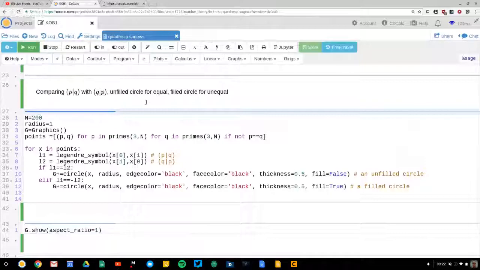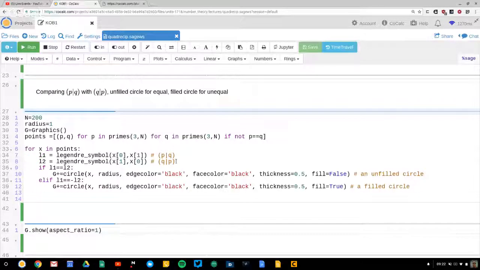So we slightly modify the code. This time we're going to draw dots at the locations PQ, but now we're going to do an unfilled circle for equal. I'll get rid of the red and blue, it's a bit garish and distracting. An unfilled circle for equal status and a filled circle for unequal status.